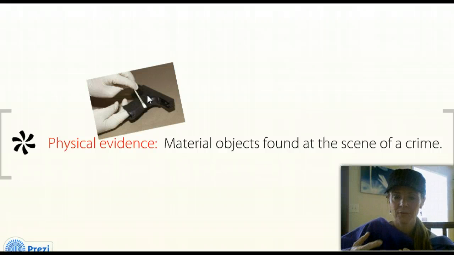There's a lot of things that have to go undergo with this type of physical evidence in order to figure out exactly who it came from and how it fits in, okay? So that's physical evidence. Now let's take physical evidence and break it down even further. Okay, so remember that umbrella.